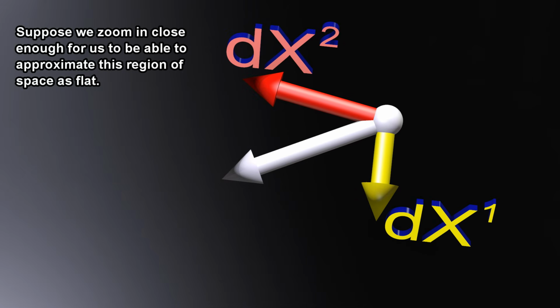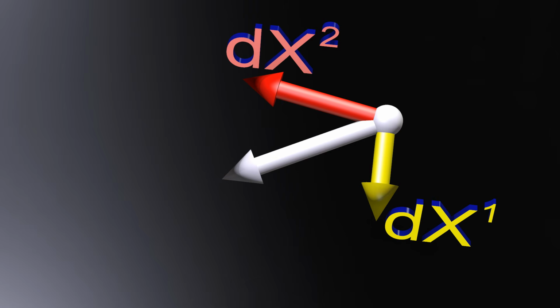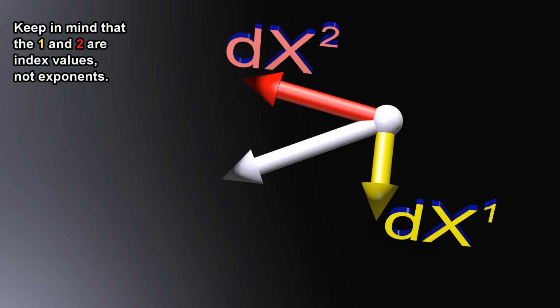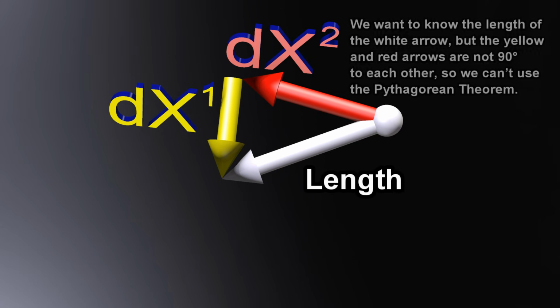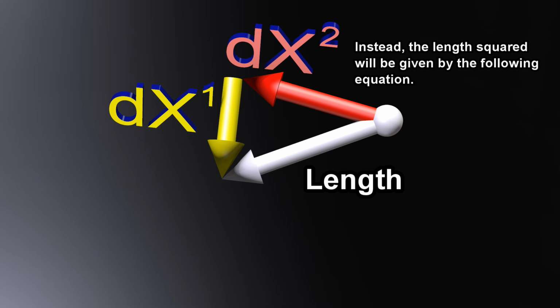Suppose we zoom in close enough for us to be able to approximate this region of space as flat. Keep in mind that the 1 and 2 are index values, not exponents. We want to know the length of the wide arrow, but the yellow and red arrows are not 90 degrees to each other, so we can't use the Pythagorean theorem. Instead, the length squared will be given by the following equation.